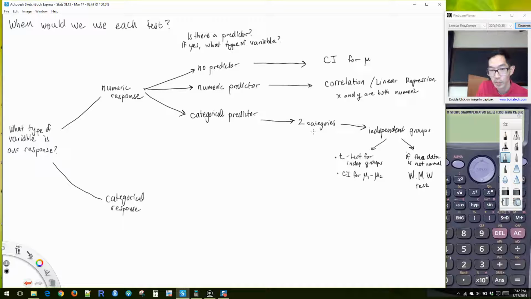If we don't have independent groups, we would have paired data. And what do we use when we have paired data? Paired t-test. There you go. That is correct.